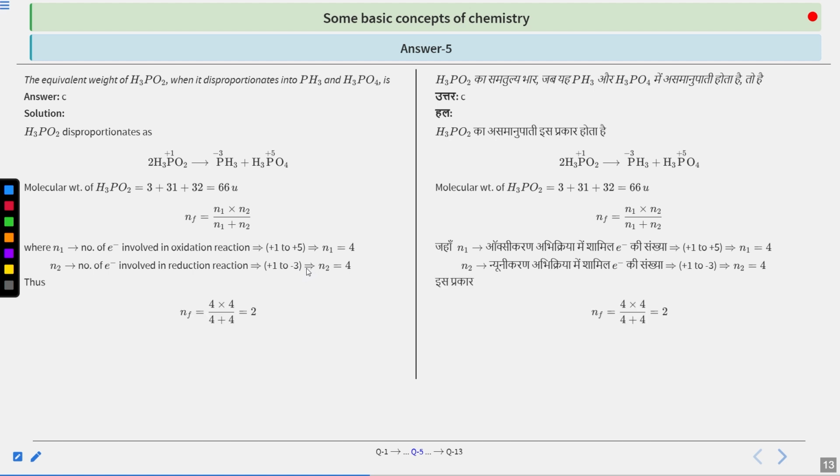So we will calculate the N factor: 4 into 4 by 4 plus 4. That will give us 2. So this is the N factor. The equivalent weight is simply what? Molecular weight divided by the N factor, so we got it as 33U. Okay. So two things are there to remember in this question: the formula to calculate the N factor, and the formula to calculate the equivalent weight, which is molecular weight by N factor.